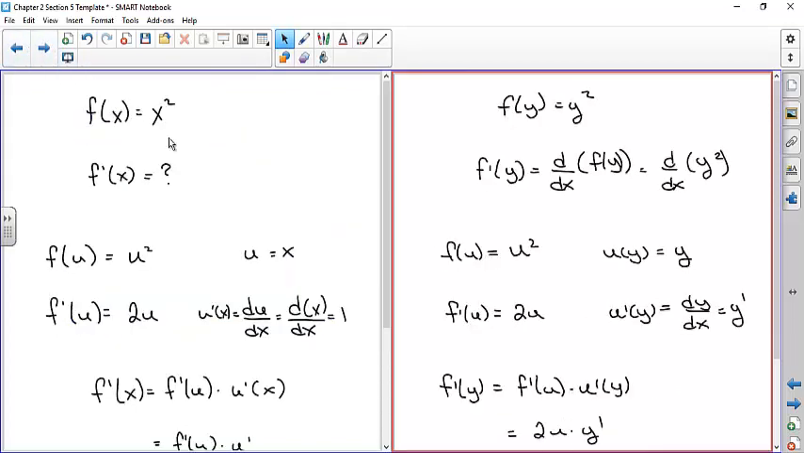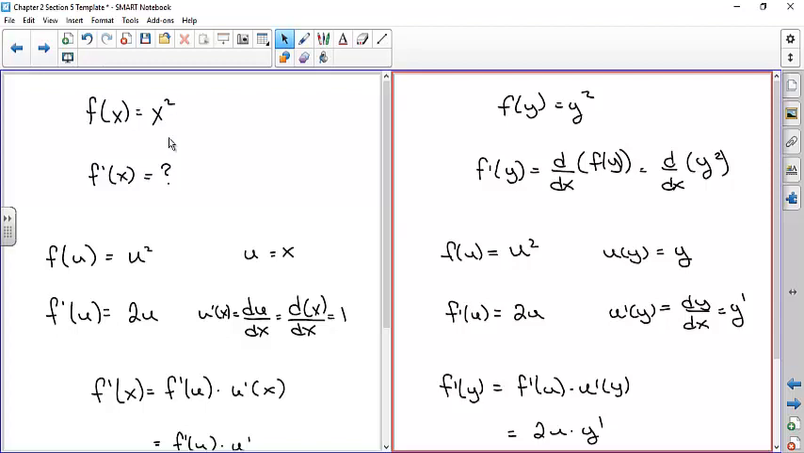Let me demonstrate what we have been doing, but go into a little extra detail. If we have the function x squared, you don't need to use the chain rule with that. But I'm going to use the chain rule just to show you how this works. So f of u would be u squared, and u would be equal to x.